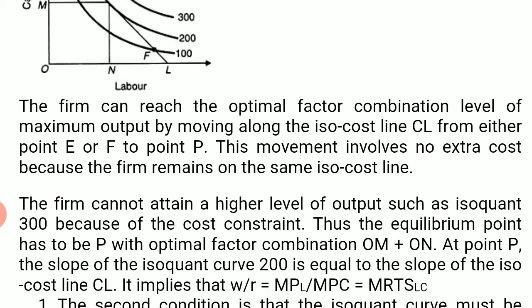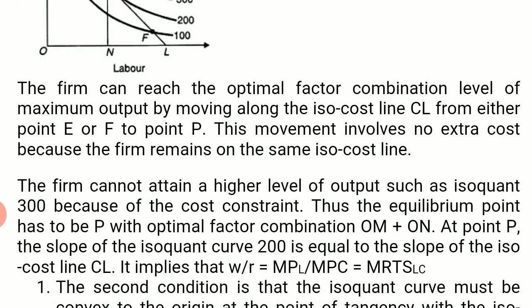The slope of the isoquant curve 200 is equal to the slope of the isocost line CL. It implies that W upon R is equal to MPL upon MPC is equal to the marginal rate of technical substitution of labor and capital.